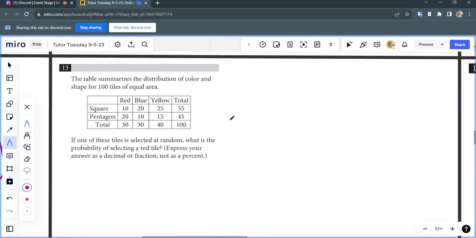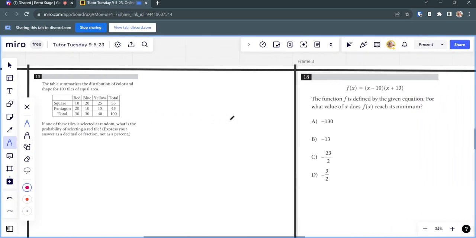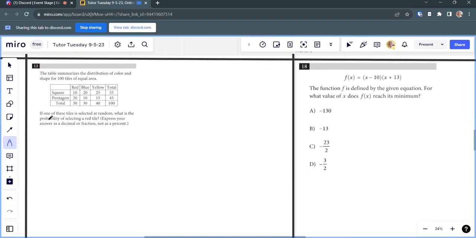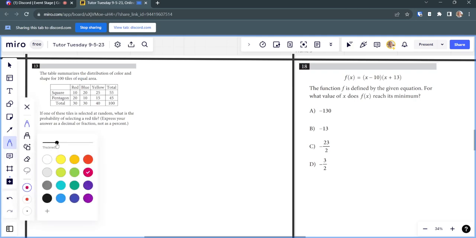We've got another warm-up SAT problem. This one says, the table summarizes the distribution of color and shape for 100 tiles of equal area. If one of these tiles is selected at random, what is the probability of selecting a red tile? Express your answer as a decimal or fraction. Any ideas in the chat here?